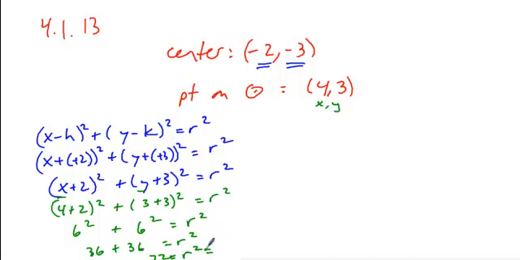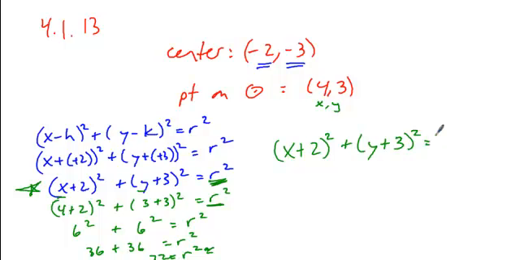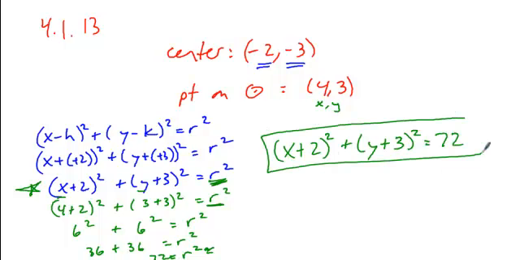Okay, and so this is going to give us an r squared value of 72. And so what we can now do is come right back up to this form right here and substitute in 72 for r squared, and that's going to give us our overall equation: (x + 2)^2 + (y + 3)^2 = 72. You don't even need to specifically go through and solve for the radius. You can just plug it in this way.